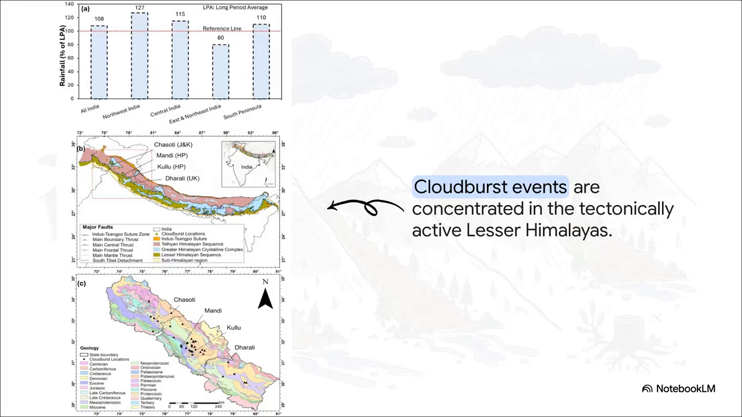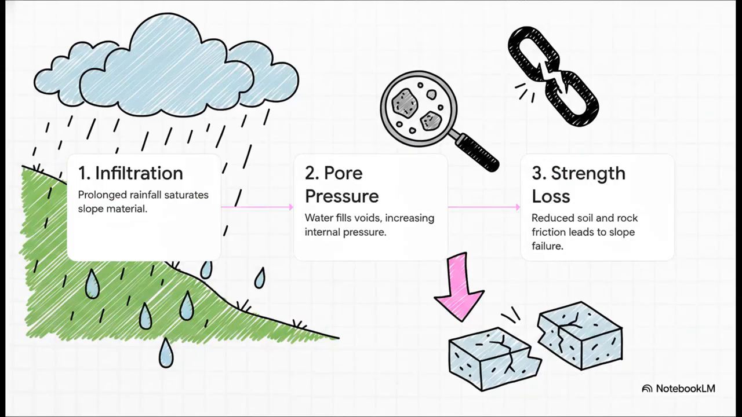This map is quite revealing. You'll notice the cloudburst events. These periods of extreme, high-intensity rainfall are not randomly distributed. They are heavily concentrated in the Lesser Himalayan sequence, which is a zone characterized by both tectonic activity and weak lithology. So, how does the rain actually induce a failure?